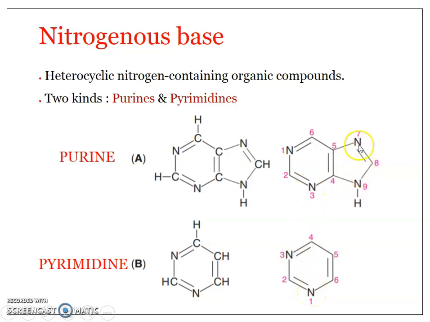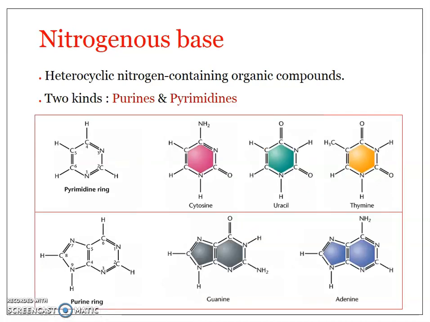In the 5-membered ring, it is the 7th and 9th position. You have to learn the structure of purine and pyrimidine. Now, we have different types of pyrimidines and different types of purines. We have 3 types of pyrimidines: cytosine, uracil, and thymine, and the purines, guanine and adenine. Okay, you can say it is CUT and AG, right?